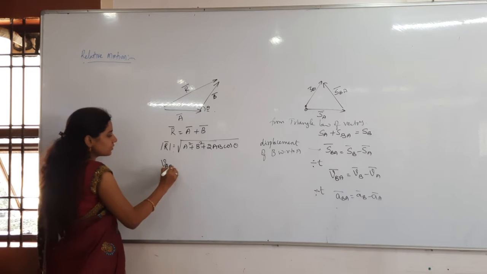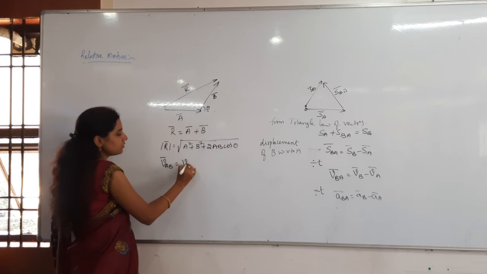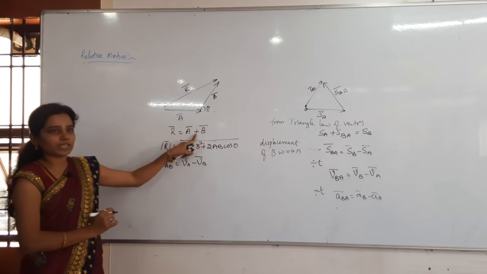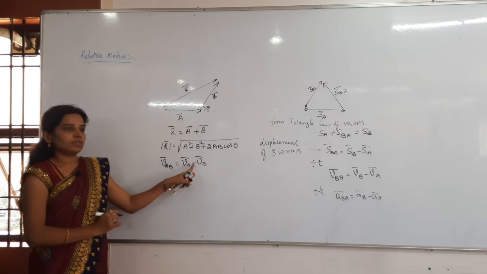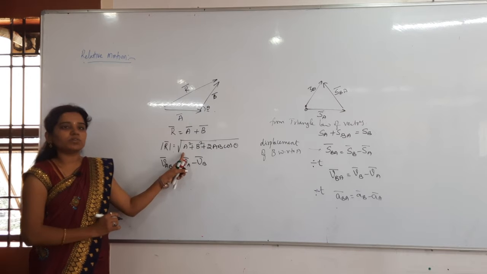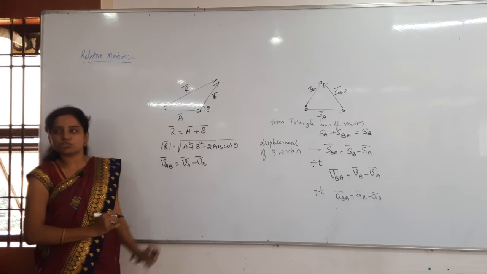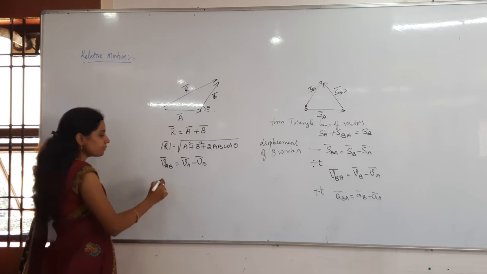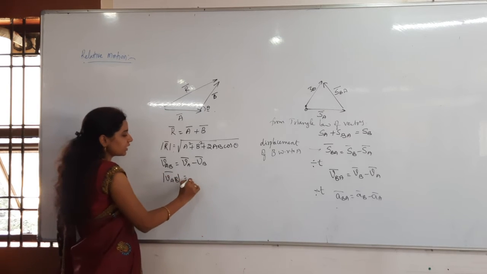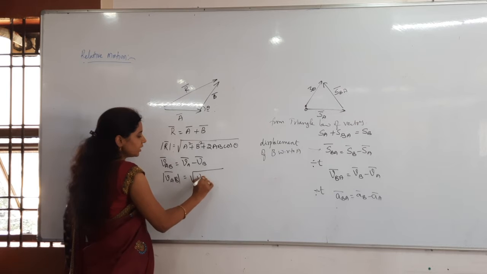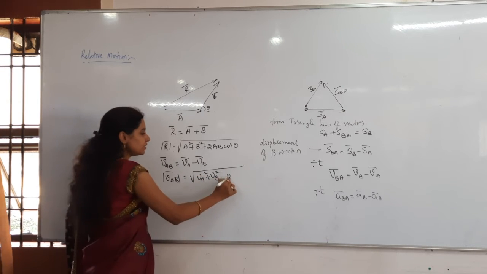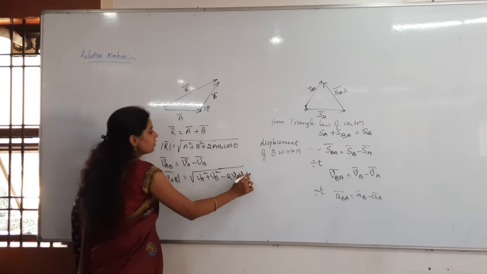Now tell me the relative velocity. VAB is equal to, what is the formula we got? VAB is equal to VA minus VB. Here the sum of vectors is there, here you have to take the subtraction of vectors. The sum of vectors is under root A square plus B square plus 2AB cos theta. If I take subtraction, the modulus of VAB bar is under root VA square plus VB square minus 2 VA VB cos theta.